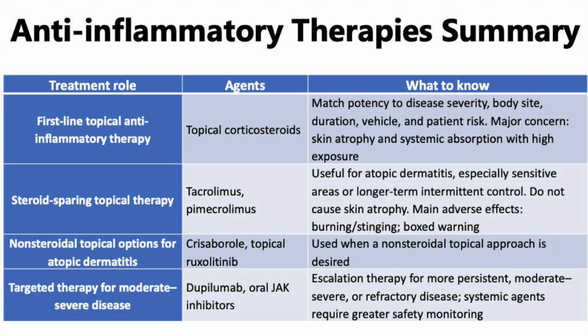Then you have crisaborole, which is a topical PDE4 inhibitor, while topical ruxolitinib blocks JAK signaling. So again, you have that nib returning to indicate it's a JAK inhibitor. Both provide non-steroidal options, so more persistent, moderate to severe disease may require dupilumab, which blocks IL-4 and IL-13 signaling and is associated with conjunctivitis, or an oral JAK inhibitor, which works quickly but requires closer monitoring for serious infections and other boxed warning risks.